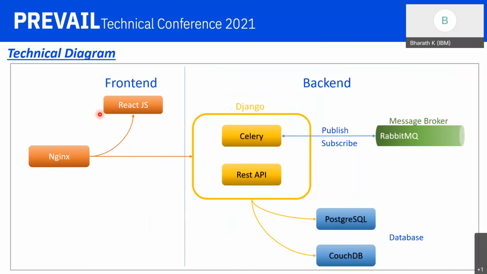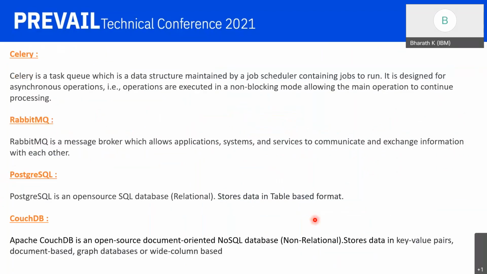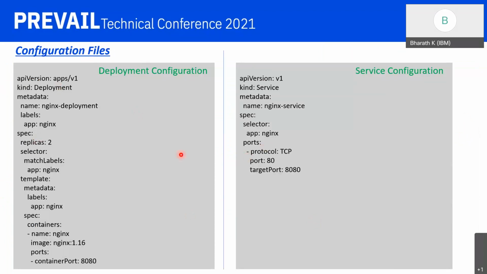Every component will have a deployment and a service file in our case. Here, this is an example of a configuration file. On the left side, you are seeing the deployment file, and on the right side, it is the service file. We need these two to deploy the service. Now, let me go through the configuration files and explain what each field means.